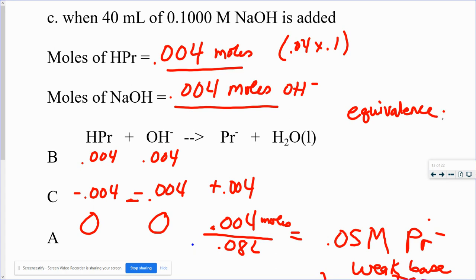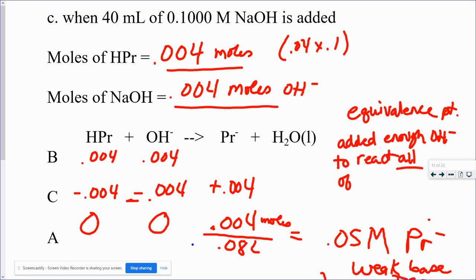Okay, we've added enough OH minus to react all of the weak acid. And what we formed is its conjugate base. So here we have 0.004 moles of conjugate base. We need to put that back into molarity by dividing by the total liters.